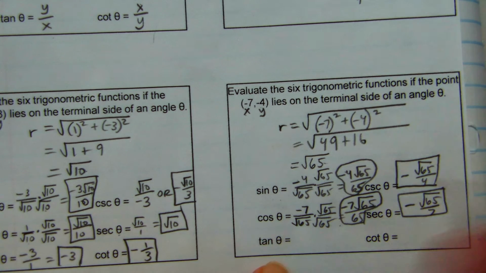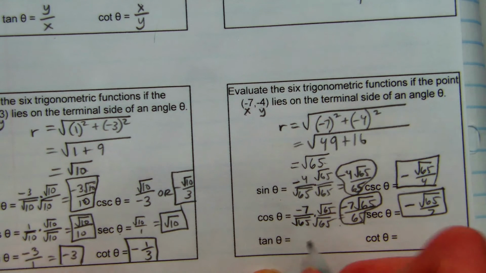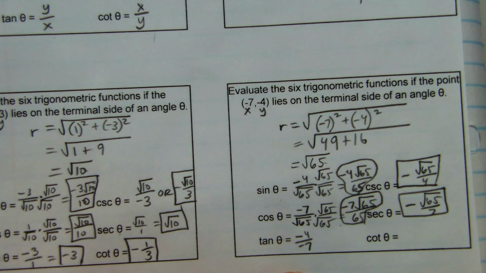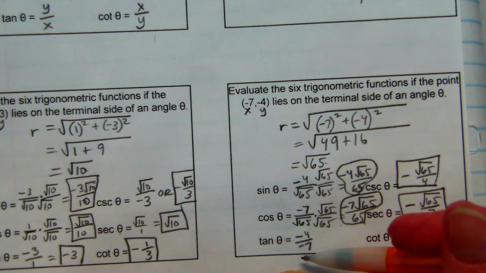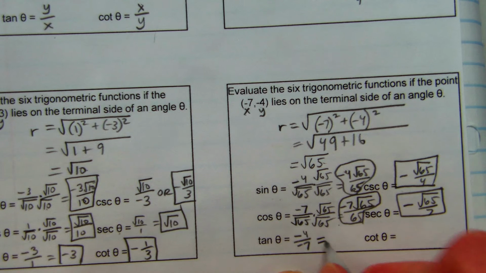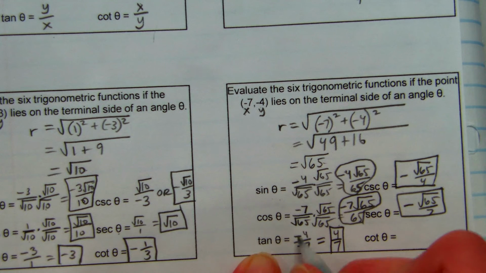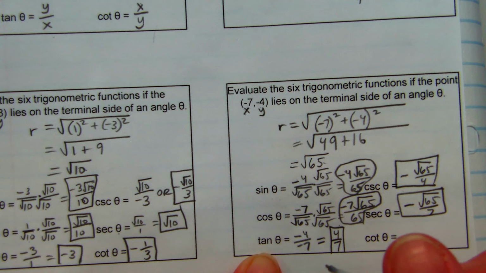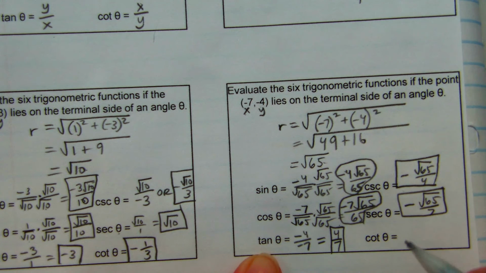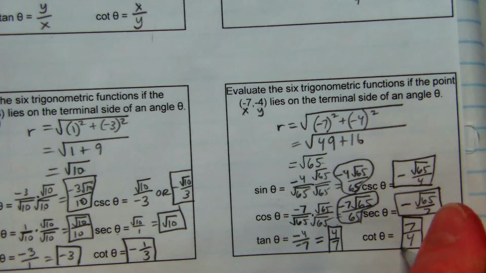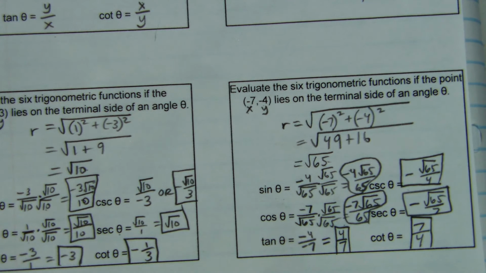And then on tangent, it's y over x. I'm going to have negative 4 over negative 7. That doesn't reduce, but it's a negative divided by a negative. And when that happens, they cancel, and your answer is positive 4/7. So you do need to get rid of that negative situation going on there. All right, cotangent is the reciprocal, so 7/4. So that basically gives you an idea of what these are going to look like.